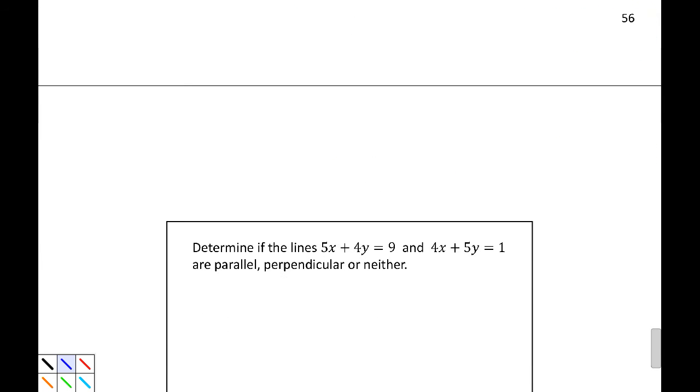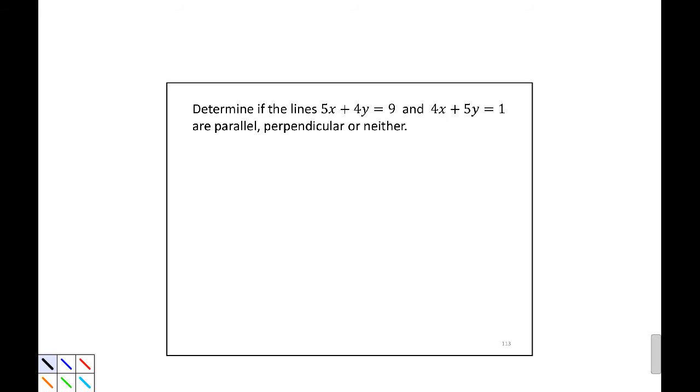Let's look at a few. Determine if these two lines, 5x plus 4y equals 9 and 4x plus 5y equals 1, are perpendicular, parallel, or neither. So if we solve the first equation for y, we'd subtract 5x from both sides. So 4y, this is going to be my first equation. 4y equals negative 5x plus 9. Dividing by 4, we'll have negative 5/4 x plus 9/4.